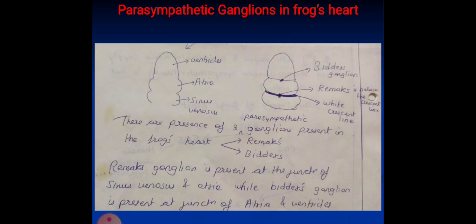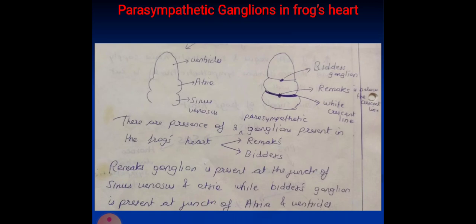The first is called Bidder's ganglion. It is between the ventricle and the atria. Okay, it's not ventricles, it is ventricle; we have a single ventricle. It is between ventricle and atria. And between atria and sinus venosus, there is another ganglion called Remak's ganglion.